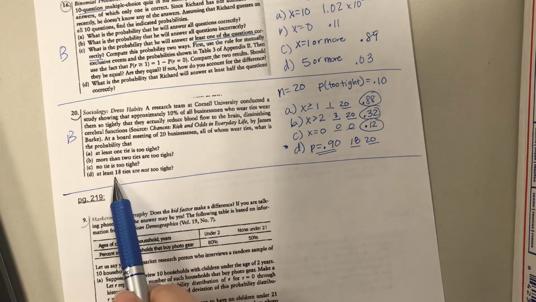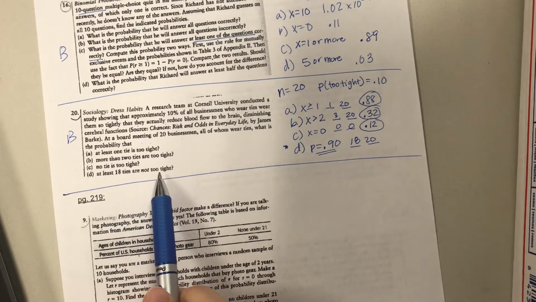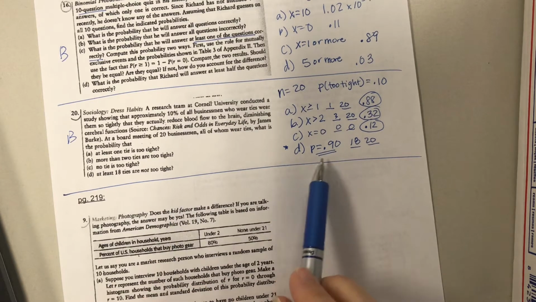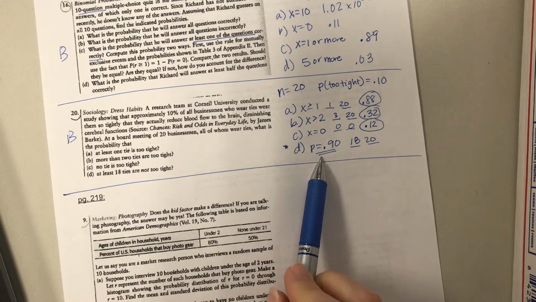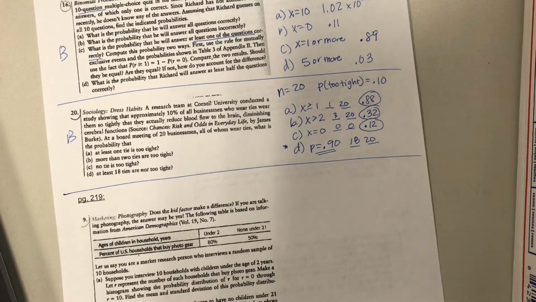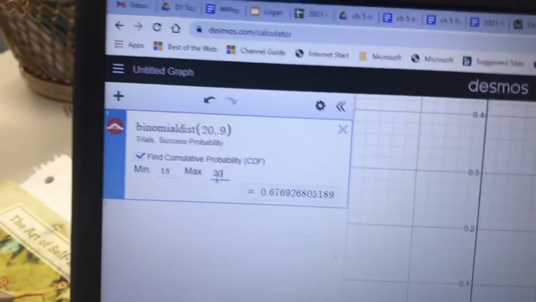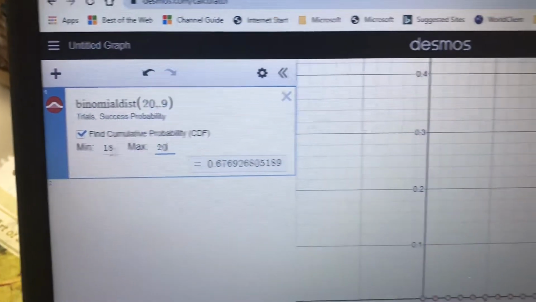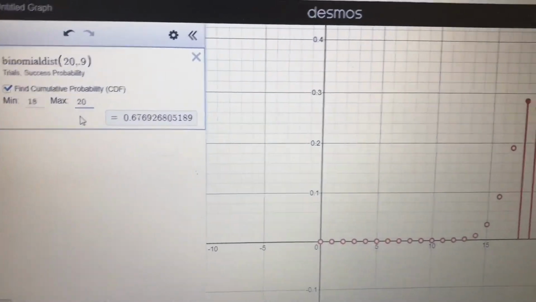Question D wants to know at least 18 ties are not too tight. So does this make sense? The probability they're not too tight is 90%, and that's how I personally think is easier, is change it to 90%, and then go ahead and at least 18 means 18 to 20. So you can see what that looks like on Desmos. I changed it to 90%, made it 18 to 20, and our answer is 0.68.